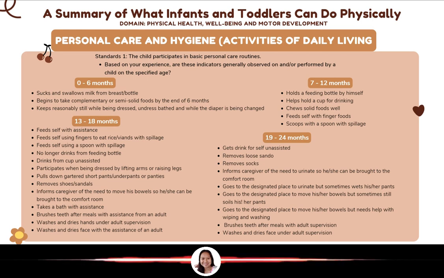When they are around 13 to 18 months, they can feed themselves with assistance. They feed themselves using fingers to eat rice and viand, with spillage. They can also feed themselves using a spoon. They no longer drink from a feeding bottle. They can drink from a cup also.